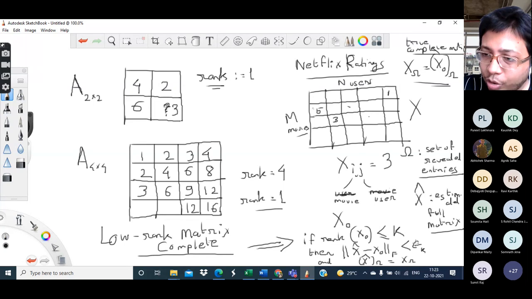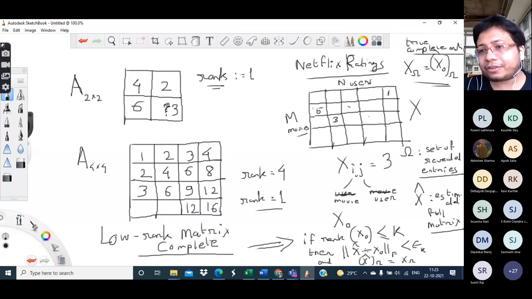How close that is depends on the rank of x naught. If the rank of x naught is quite high, then the Frobenius norm of this difference can also be quite high. That means I will not be able to estimate them very well. But if the rank of x naught is quite low, maybe 1 or 2, then this quantity will also be quite small. Which means that the estimated matrix X hat will be quite close to the original matrix X naught. That's what this result is telling us.